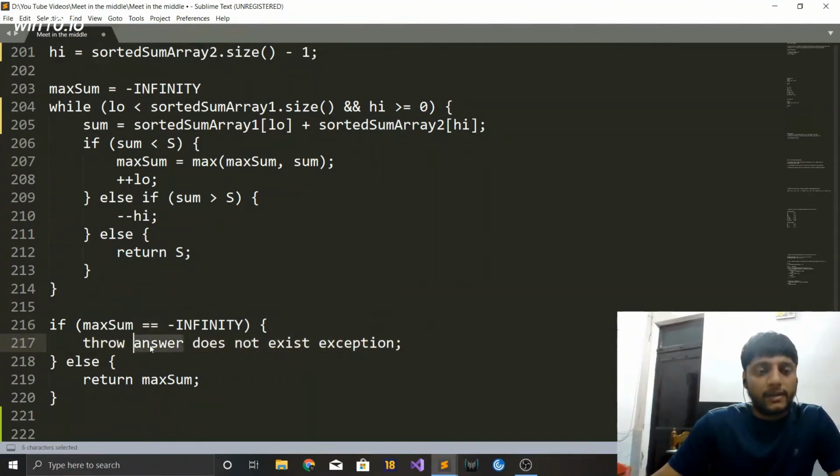That answer was not there, else you return the answer, that is the maximum sum. So this is all about the meet in the middle algorithm. Okay, like if you'll see, meet in the middle algorithm is nothing.